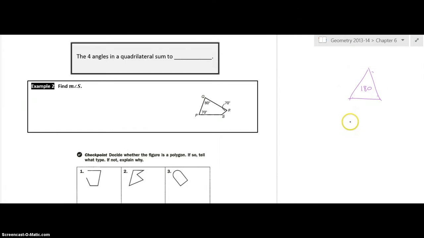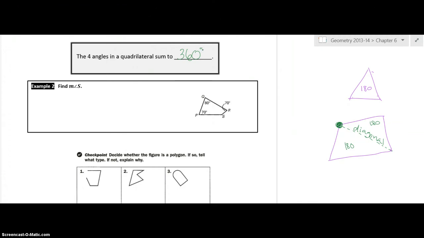But a quadrilateral, if I just draw any 4-sided polygon here, and if I drew in a diagonal, now a diagonal is going to start at a vertex and it's going to go across the polygon. This is a diagonal. It creates two triangles. So essentially this would have 180 degrees and this would have 180 degrees. So if you add that up, a quadrilateral has 360 degrees, kind of like a circle.